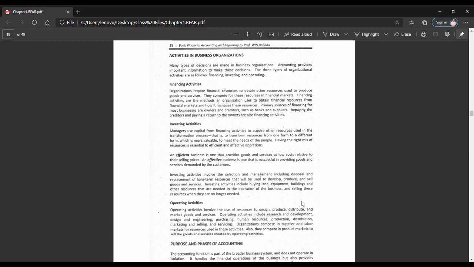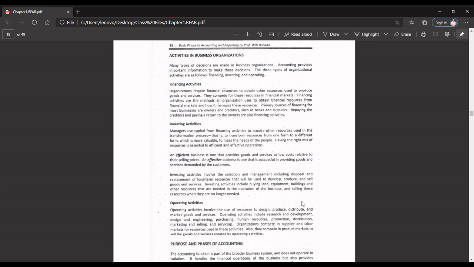If a business gets money from income, those are parts of operating activities. If a corporation sells its stocks and stockholders buy them, those sales from the stocks are considered financing activities. Next, we have investing activities.